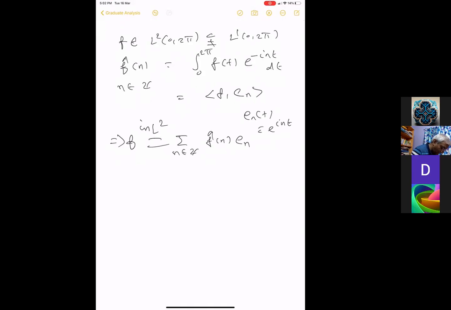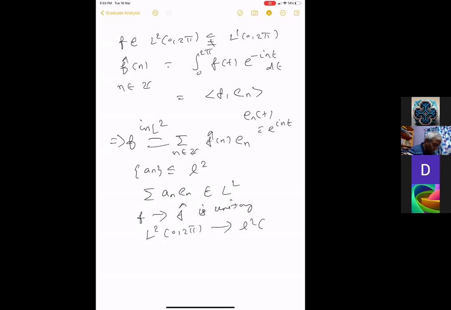In particular, if you have any sequence in small l2, you can get a Fourier series by this inverse Fourier transform. Because of the orthonormal basis, you can define this function, which is equal to some f of t, and this is in L2. So this map f going to f hat is a unitary between L2 of 0 to 2 pi and L2 of Z. So this is a unitary between them.